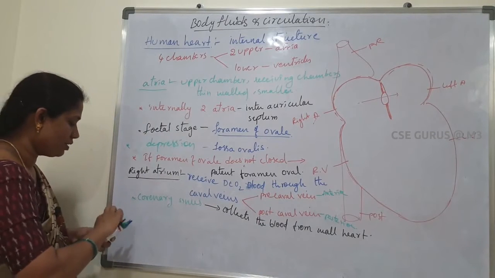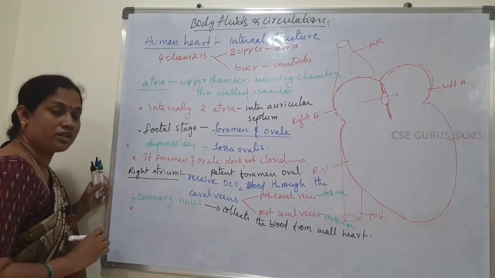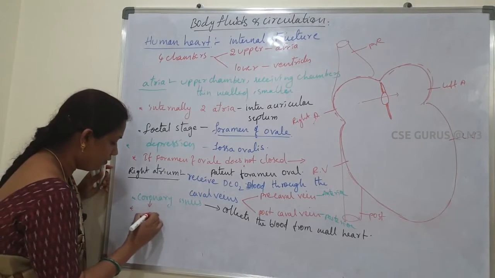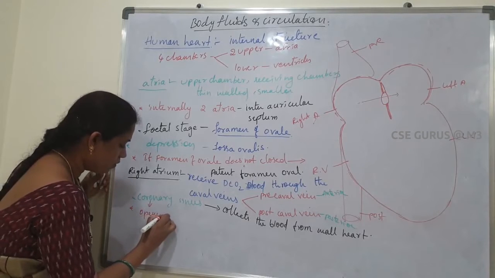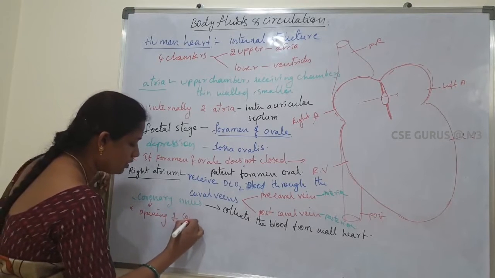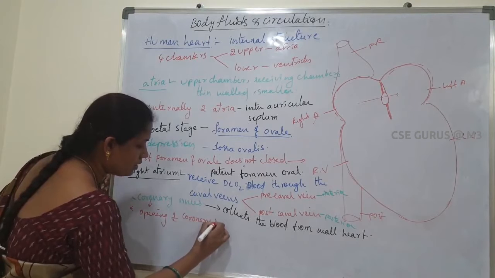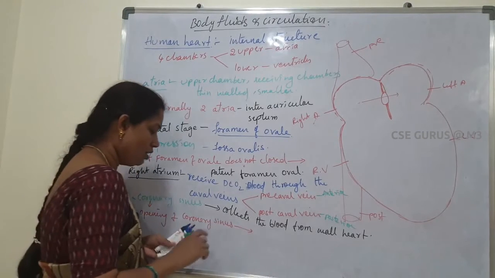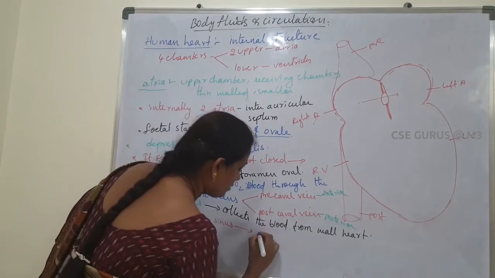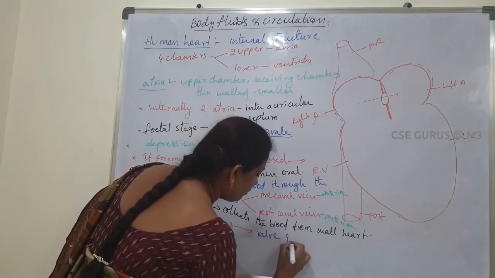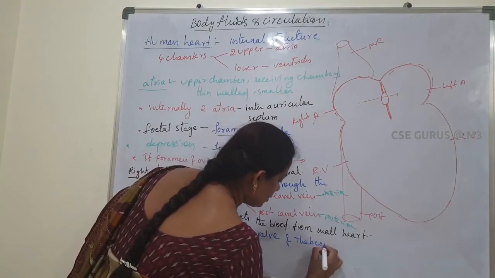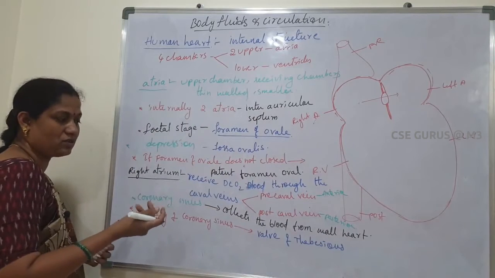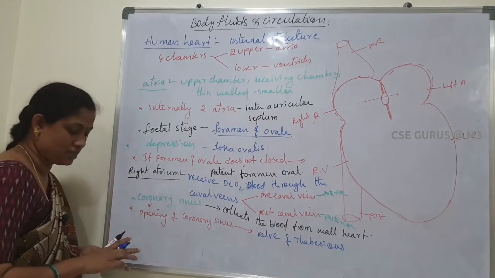Next, the opening of the coronary sinus is guarded or covered by a valve, that is called valve of Thebesius. This valve controls the opening and closing of the coronary sinus.